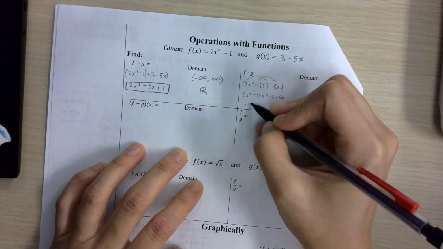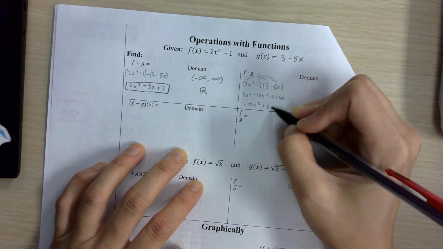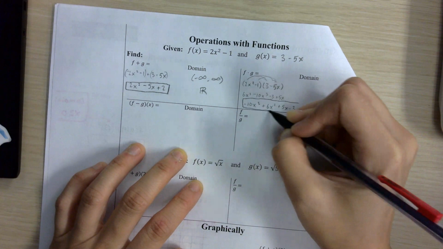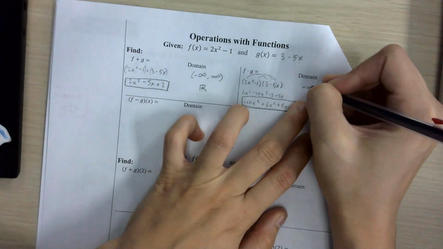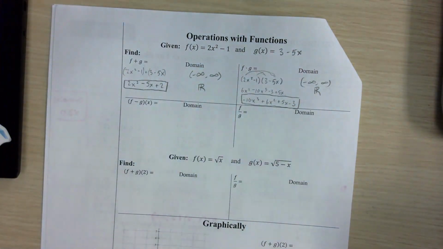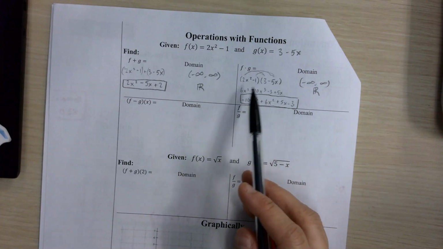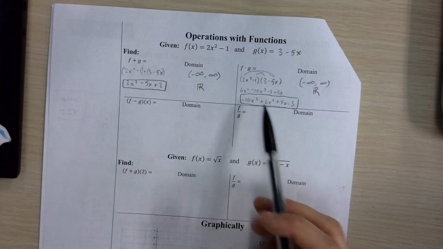So we rewrite this in standard form. We have negative 10x cubed. Let's start with the highest exponent first. Plus 6x squared plus 5x minus 3. Our domain, again, doesn't have any restrictions. So we're going to do negative infinity to infinity, or all real numbers. So just got to be careful with multiplication. You do all the steps. And then standard form, remember, it starts with the highest degree.